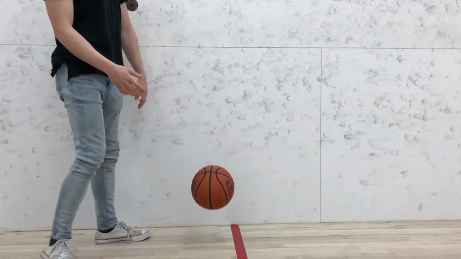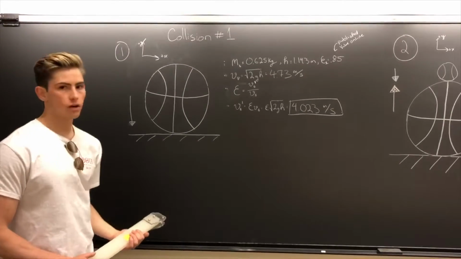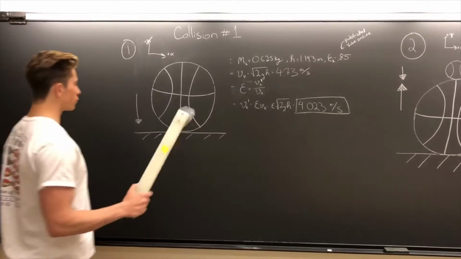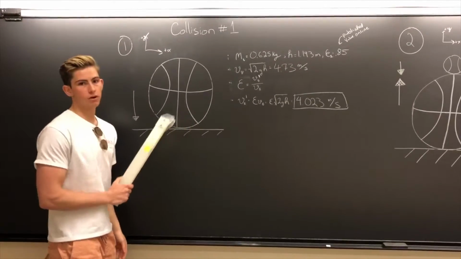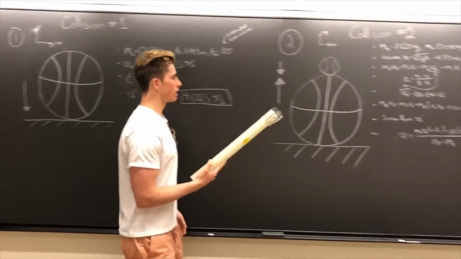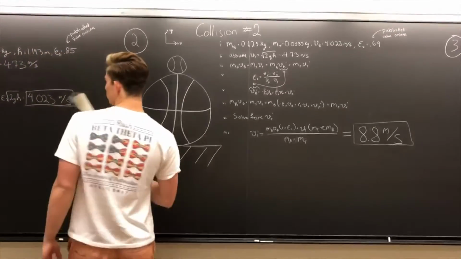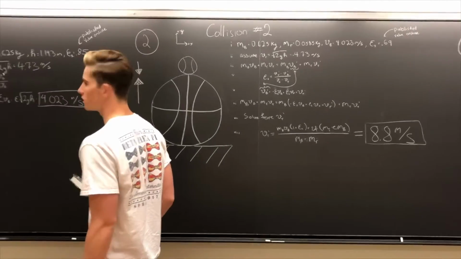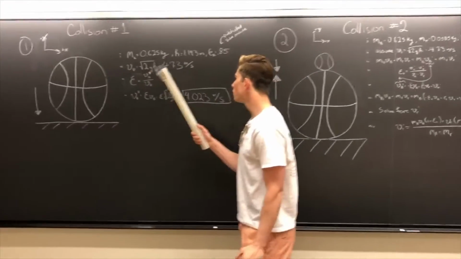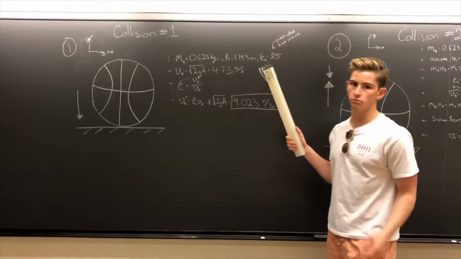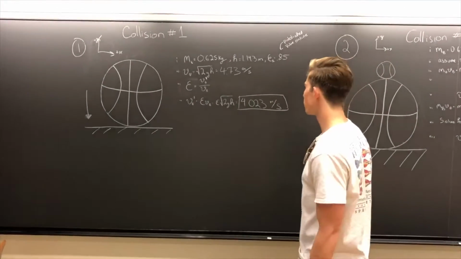The way we're solving for the final velocity of the tennis ball is we're splitting it up into two separate collisions. First, the collision between the basketball and the ground, and second, the collision between the tennis ball and the basketball. So starting with the first collision, we know the mass of the basketball, the height it was dropped from experimentally, and the coefficient of restitution between a basketball and a hardwood floor.